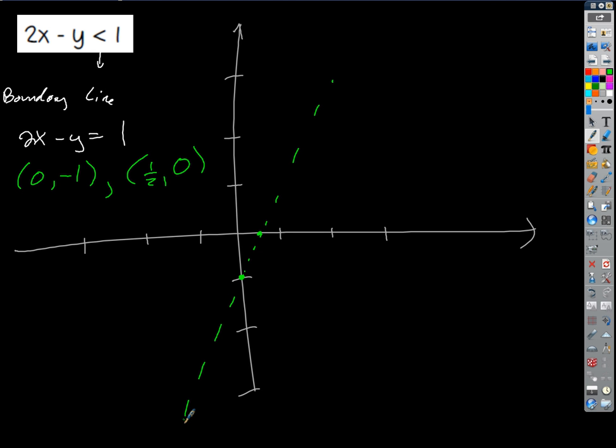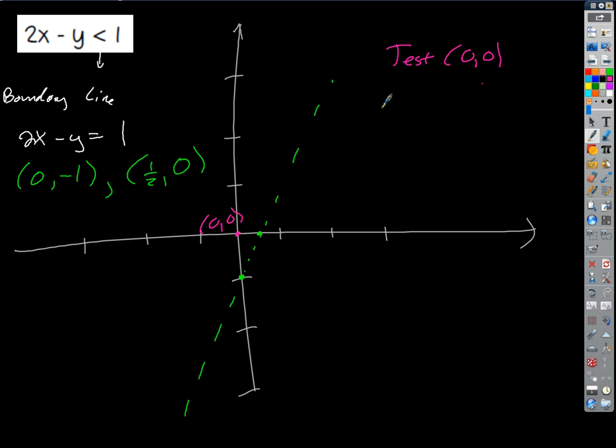Okay, so now what? We got to know which side to shade. Well, it's kind of hard to see by looking at it, but we could just test a point, couldn't we? Yes. Now, it's got to be a point that's not on the line, right? So would you agree that 0, 0 is not on the line? That's an easy one to check. Let's try that one. So we'll test 0, 0.